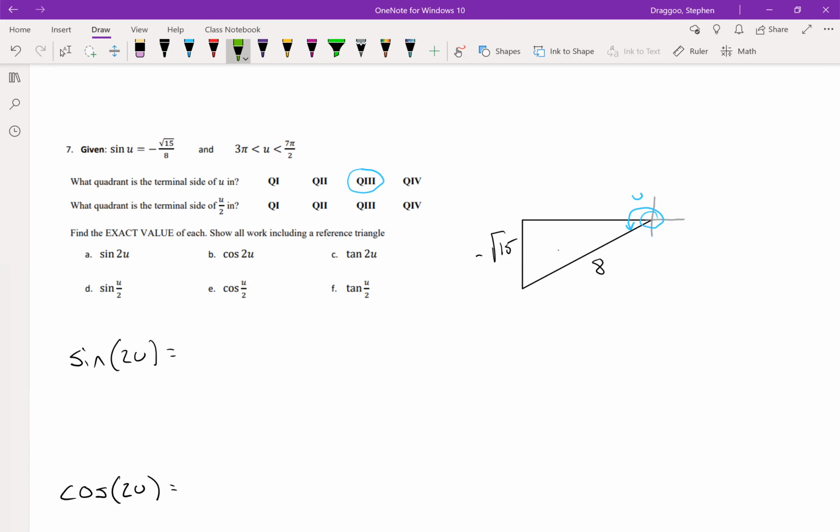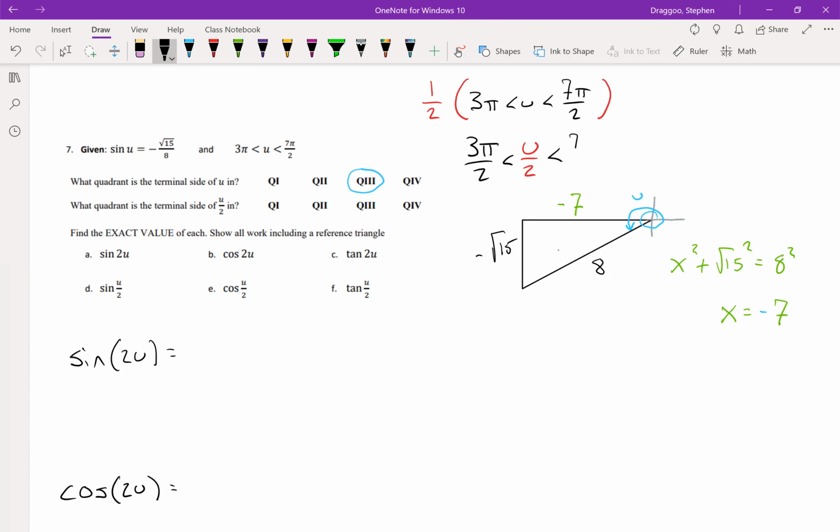So let's take our original inequality, which is that u is in between 3 pi and 7 pi over 2, and multiply that entire thing by 1/2, since I'm looking for u over 2. So that gives me the inequality 3 pi over 2 is less than u over 2, which in turn is less than 7 pi over 4. So I've even got u over 2 narrowed down to a specific half of a quadrant, but I only really care about which quadrant it's in.